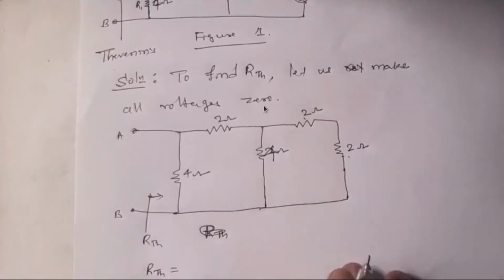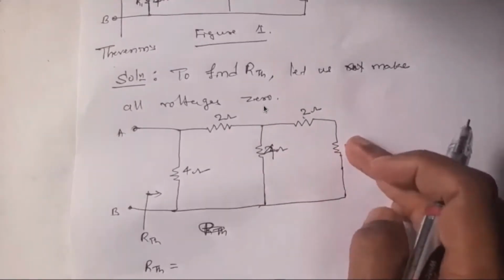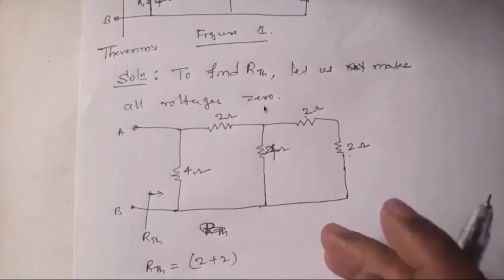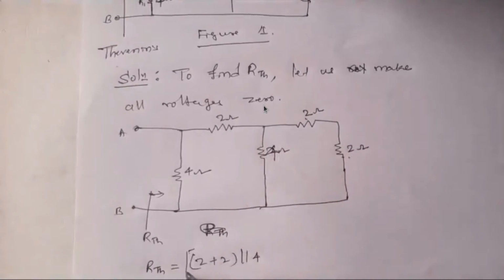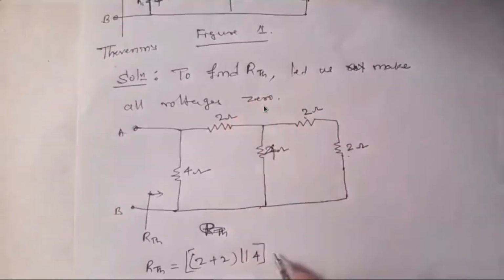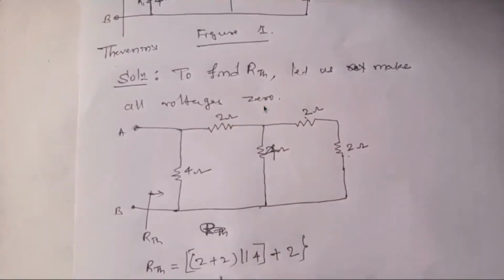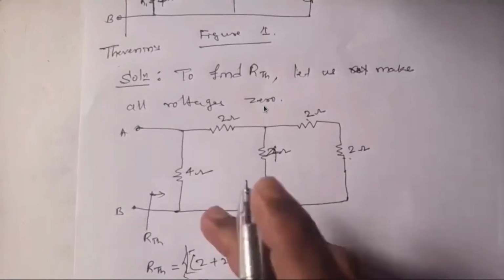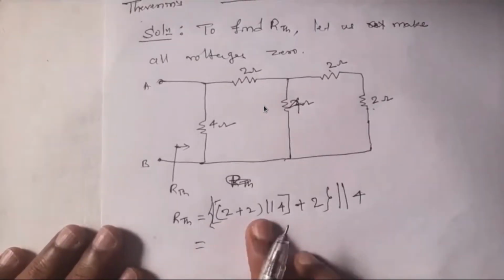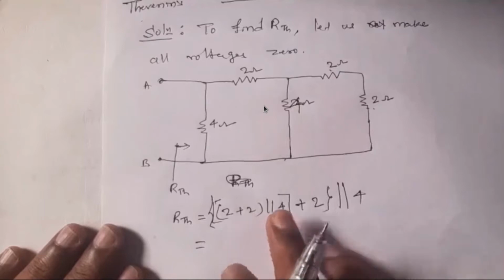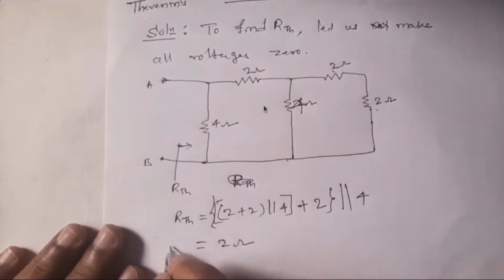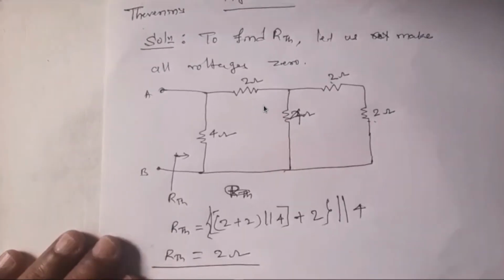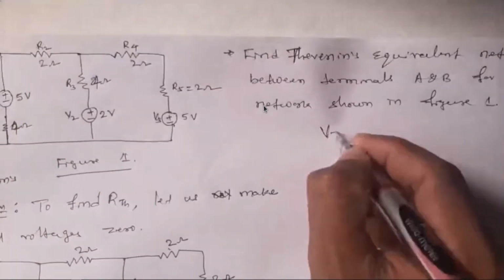RTH is equal to, so let me write from this point, 2 plus 2. I hope you will understand. 2 plus 2 is in parallel with the 4. This combination, this total combination is in series with this 2. And this whole combination is in parallel with this 4. Look at this. 2 plus 2 is 4. 4 parallel with 4 is 2. 2 plus 2 is 4. 4 parallel with 4 is 2. Directly RTH is 2.